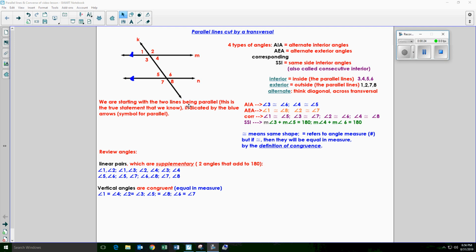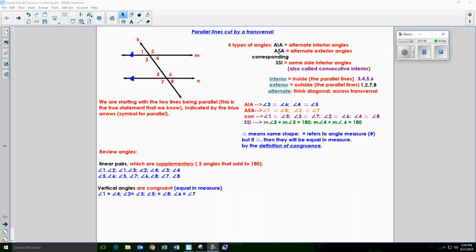Alright, if you notice right down here, we are starting with parallel lines. We know that these two lines are parallel by the blue arrows. Okay? So this is what we're starting with, parallel lines, M and N, cut by transversal K. Remember, naming lines can be done by any 2 points on the line, which we don't have any points labeled, or by a lowercase letter near one of the arrows, which we have in this case. So this is the common drawing you will see. The transversal could go like this, etc. Okay, it doesn't matter.